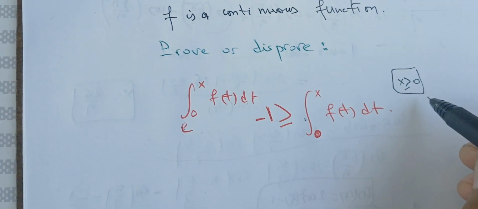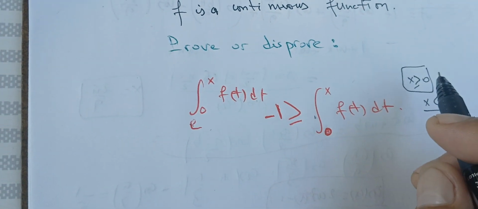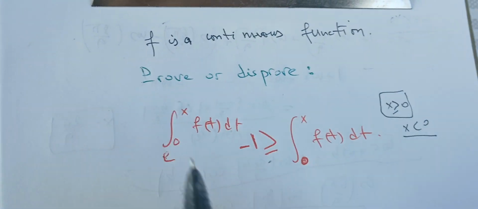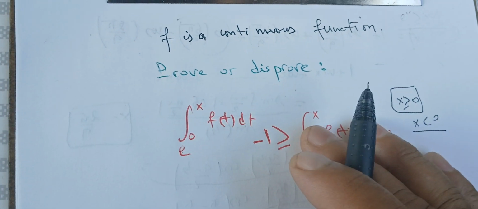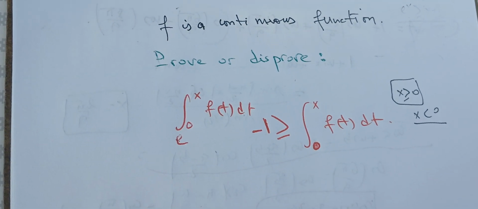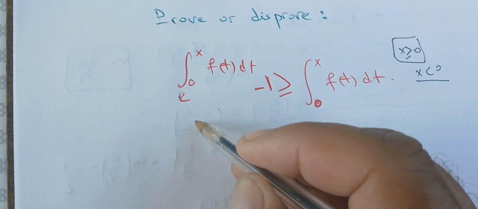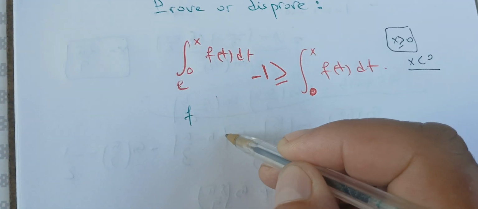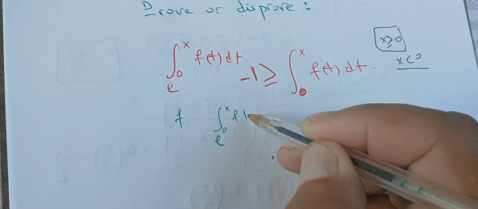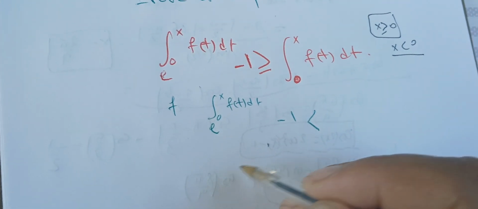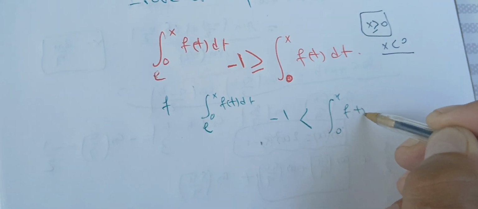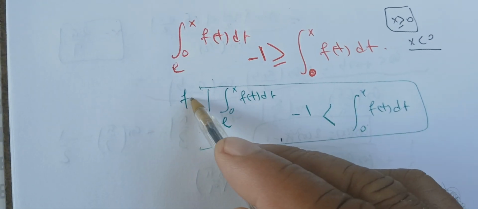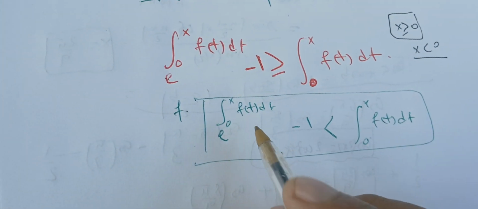We will see what happens if x is less than 0. So if we want to prove this result, we want to prove that it's true. To prove that this result is false, we can do the following. We need to find a continuous function such that e raised to the integral between 0 and x of f of t dt, minus 1, is strictly less than the integral of f of t dt between 0 and x. To prove that this statement is false, find an f that would satisfy this strict inequality.